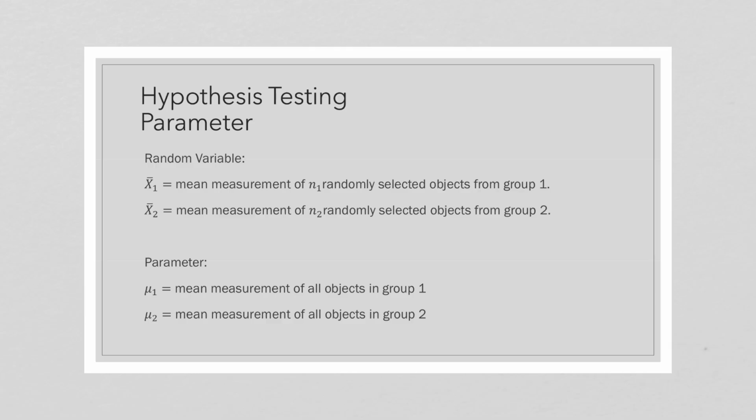For example, x bar sub 1 is going to be the mean measurement of n sub 1 randomly selected objects from group 1. Again, the subscript of the 1 next to the n is just saying this is the sample size for group 1. Likewise, x bar sub 2 is the mean measurement of n sub 2 randomly selected objects from group 2. Your parameter, mu sub 1, is going to be the mean measurement of all objects in group 1. And likewise mu sub 2 is the mean measurement of all objects in group 2.